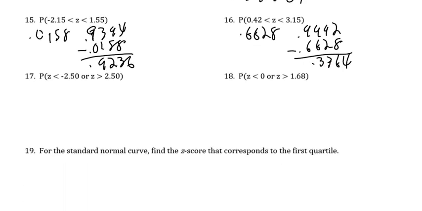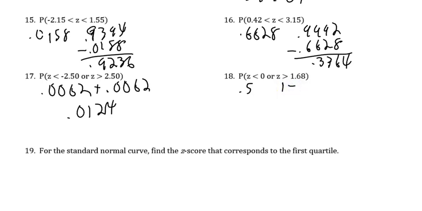All right, number 17. This is the one where it's the same number on the left, the negative, and greater than on the right. So you really only have to look up one of these numbers. If you look up negative 2.5, it's 0.0062. And this is going to be the same thing on this side, so you can add it twice or double it and get 0.0124. Okay, less than 0, well, that's 0.5. Greater than 1.68, that's going to be 1 minus. So we look up 1.68.